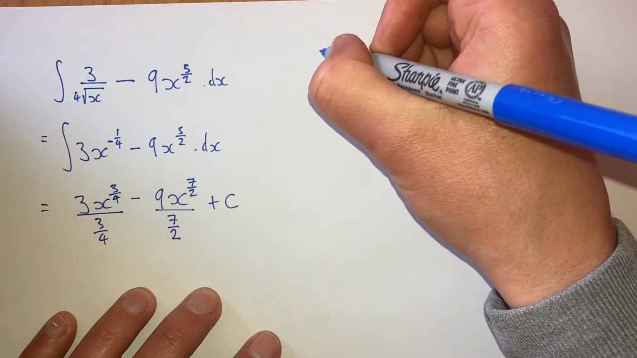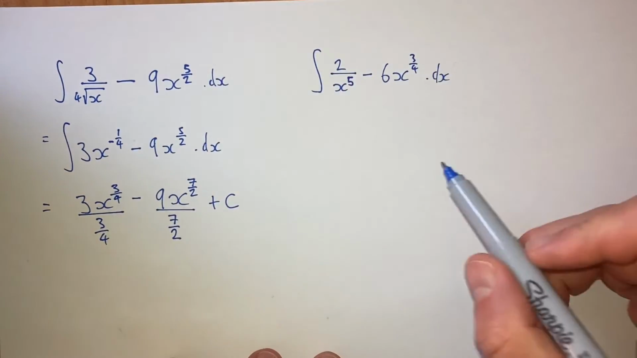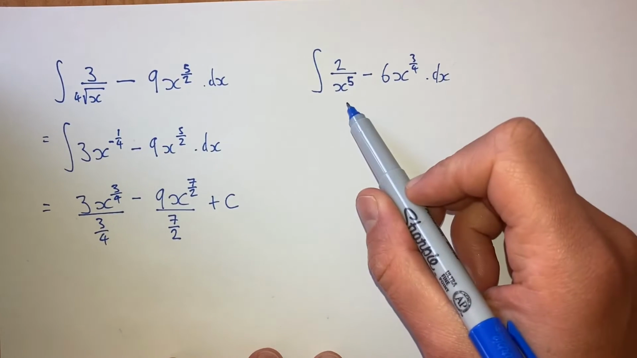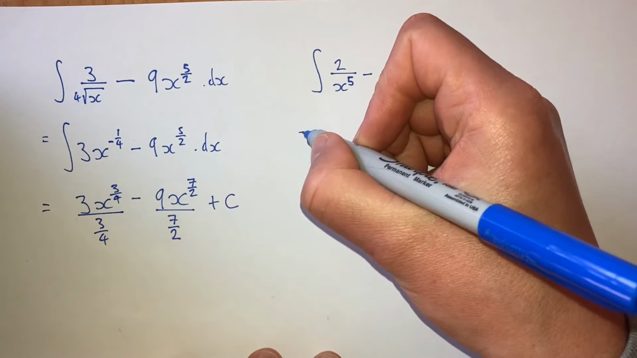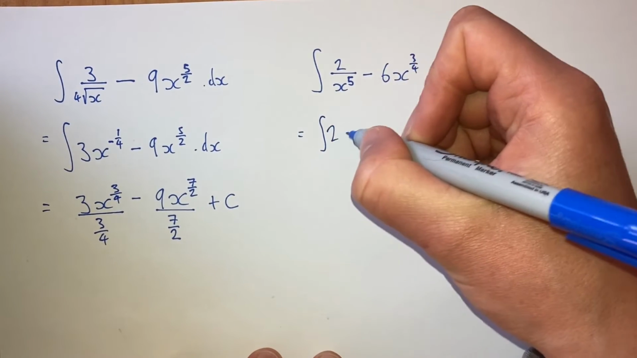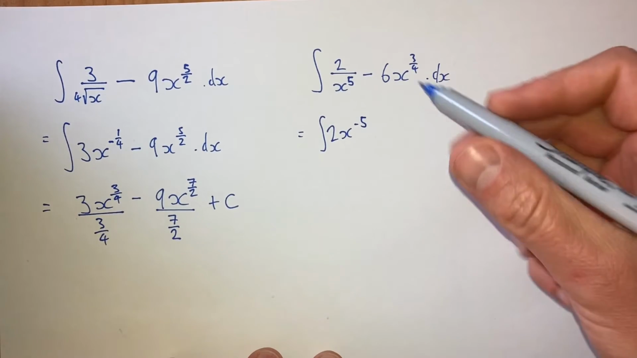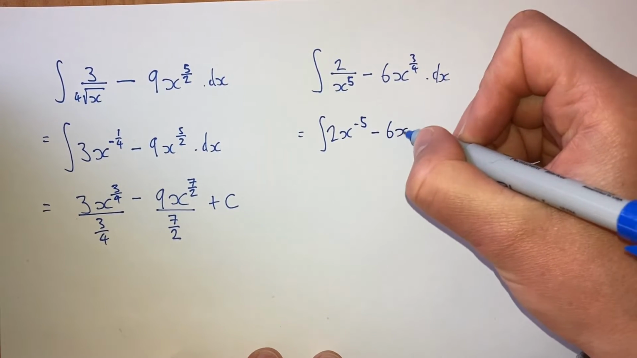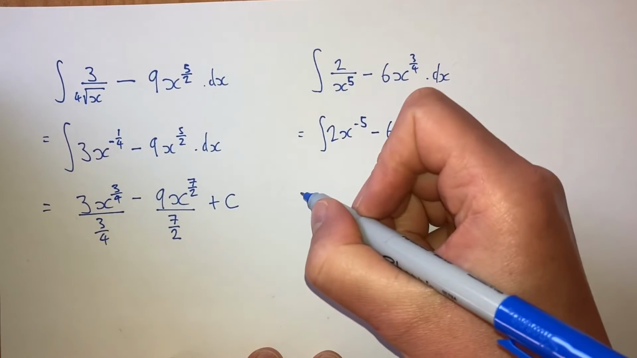Here's another one. The first thing we're going to do is rewrite this term so it looks more like this one. So this is the integral of 2x to the minus 5, because it's on the denominator, minus 6x to the 3 quarters. And we're going to integrate it with respect to x.